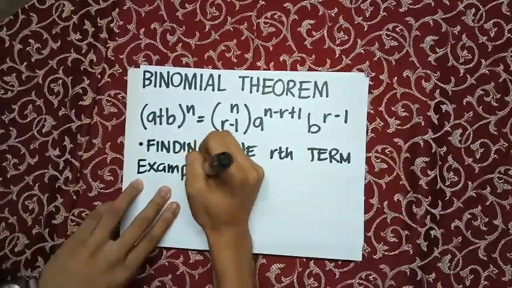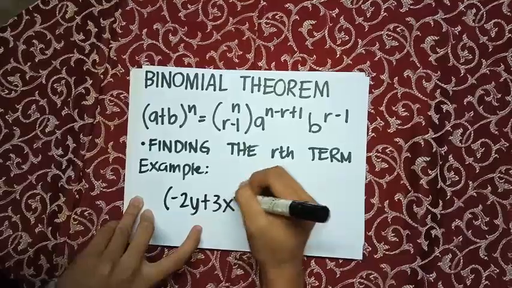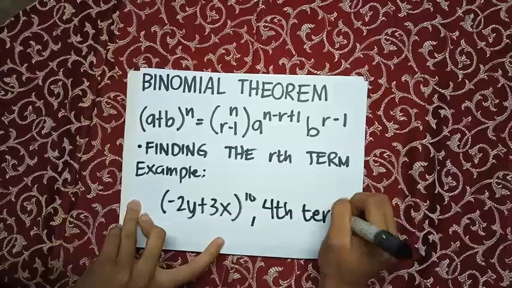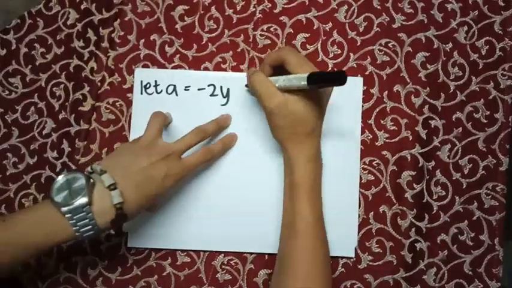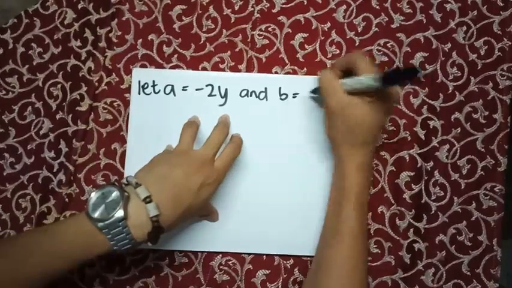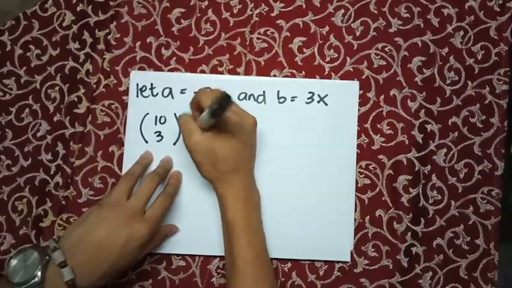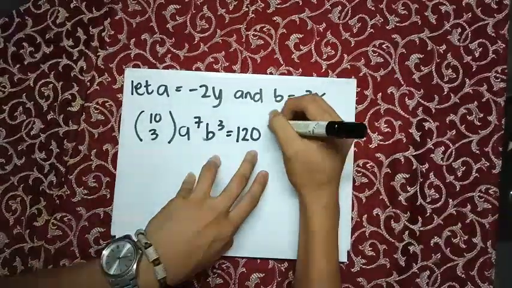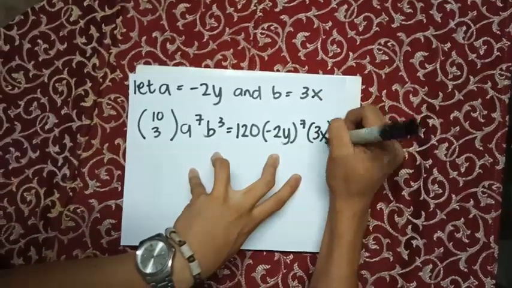Example: quantity negative 2y plus 3x raised to 10, and we are going to find the fourth term. Let A equal negative 2y and B equal 3x. The fourth term is 10 choose 3 times A raised to 7 times B raised to 3, which equals 120 times the quantity negative 2y raised to 7 times the quantity 3x raised to 3.